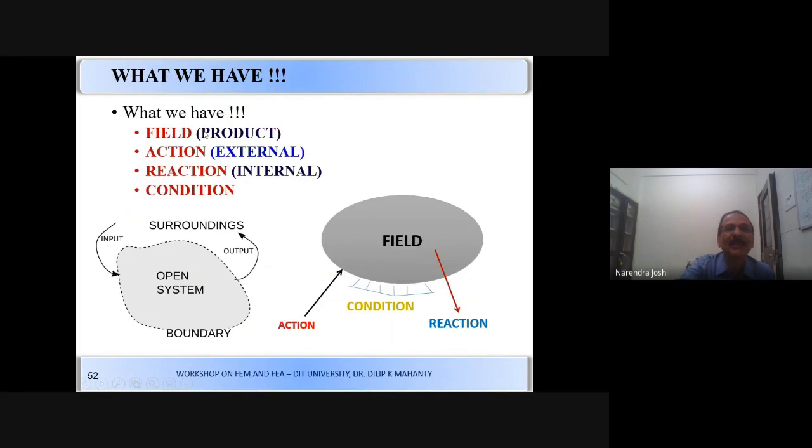So what do we have? Field, product. This is an open system. The field is the product. Action comes from outside, external. Reaction is internal, the output I get from inside. And conditions govern how the whole system, the whole product, is going to work. I'll give an example of this. Today we have a mobile telephone. It can work when you're traveling, standing, sliding, wherever. So the product should work in different conditions.